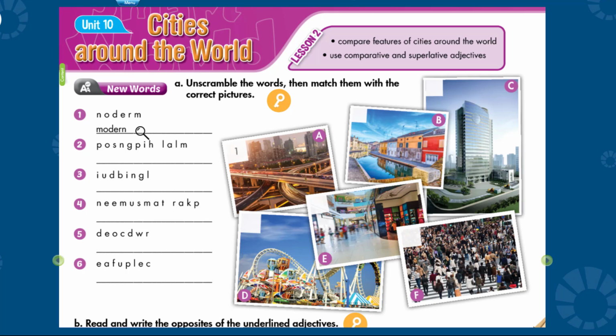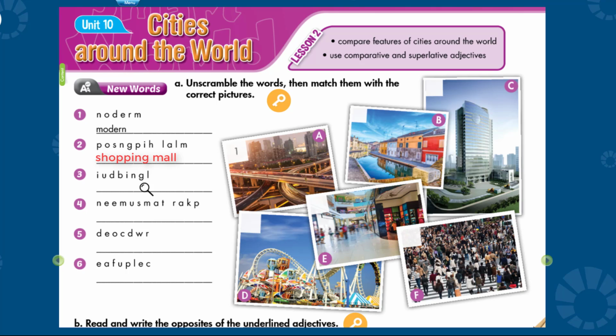Right? So, number 2, we have the letters P, O, S, N, G, P, I, H, L, A, L, M. Can you tell me the word here? Shopping mall, right? Shopping mall. Trung tâm mua sắm, trung tâm thương mại. Right? Very good.